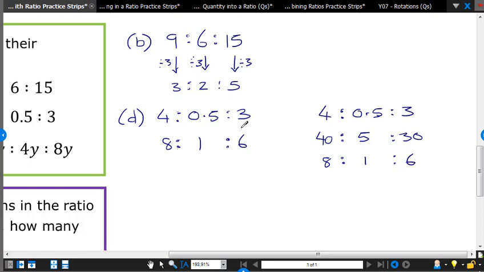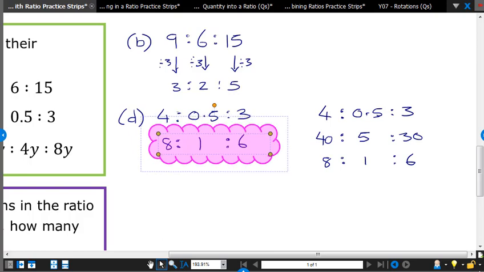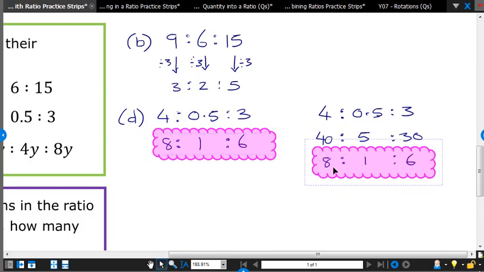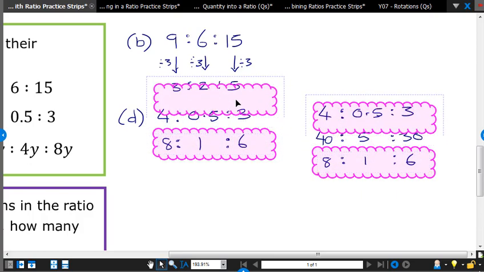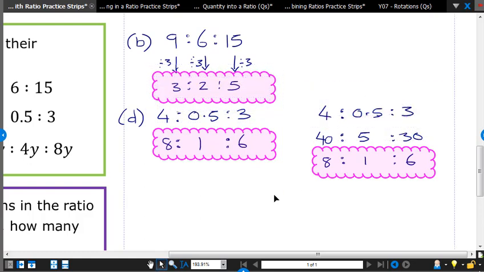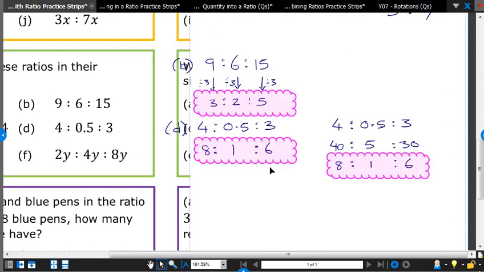And what do you know? They're exactly the same. This and this, they're exactly the same, right? So that's what you should get. So it depends what way you do it, really. But you should get the same answer. And obviously, the answer for this was up here.